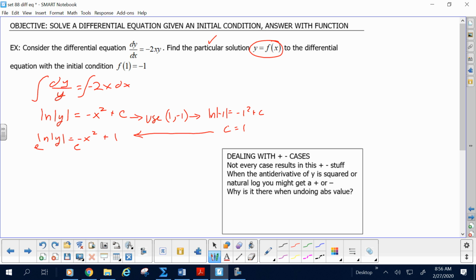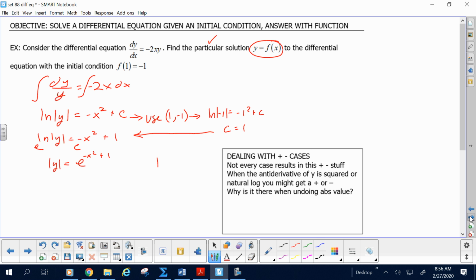Exponentiate. So if I exponentiate the absolute value of y, students want so desperately to say, all right, well, forget that absolute value. When you exponentiate, that gets rid of the log, not the absolute value. The absolute value is still there. All right? You follow me? All right. Side note, side math lesson.